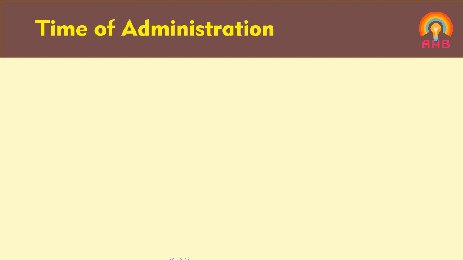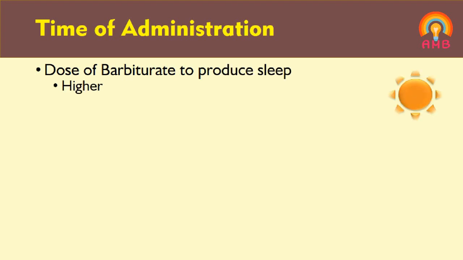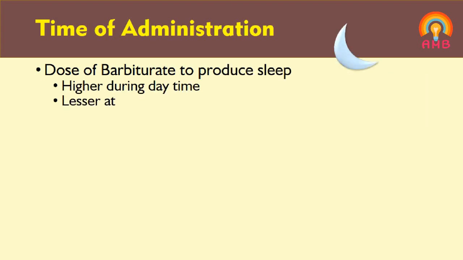That is the next factor which will affect drug action: time of administration. Time of administration plays a very important role in drug action, mostly in drugs acting on the CNS. For example, the dose of barbiturate to produce sleep during daytime is higher than the dose to produce sleep during nighttime. At night we are already sleeping, so less dose is required to induce sleep. But if you want to induce sleep during daytime, the dose of barbiturate has to be increased. So that is the importance of time of administration.